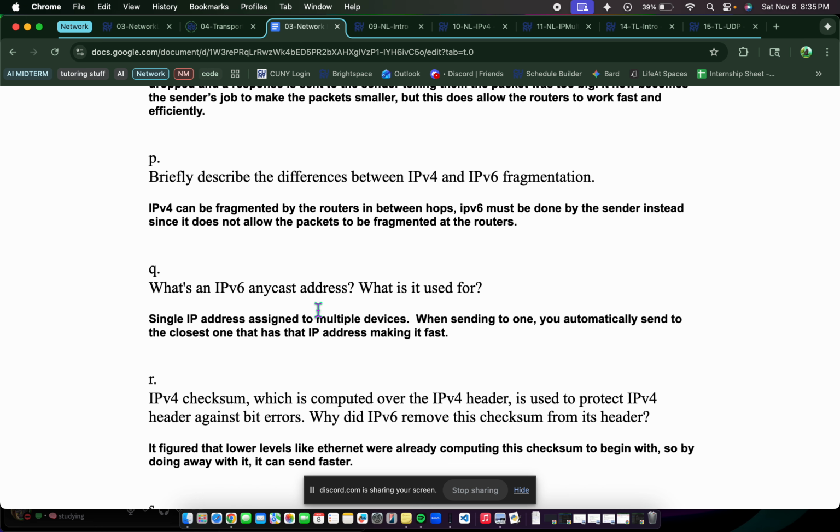What is an IPv6 anycast address? This is a single IP address that's assigned to multiple devices. Let's say you assign everyone at Queens College a certain role, like a representative. When you send your packet to one, when you ask them a question, the person closest to you is going to be the one to answer it. So anyone can choose to accept this message in a way. And this allows them to be fast with this.